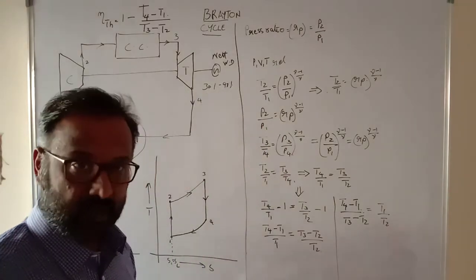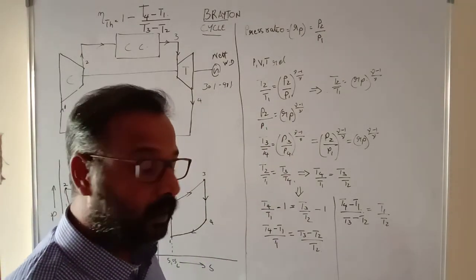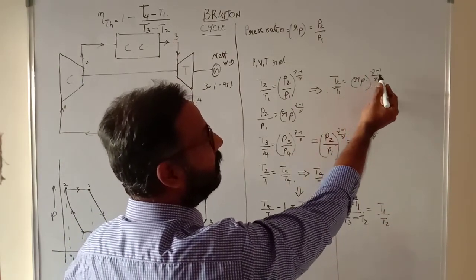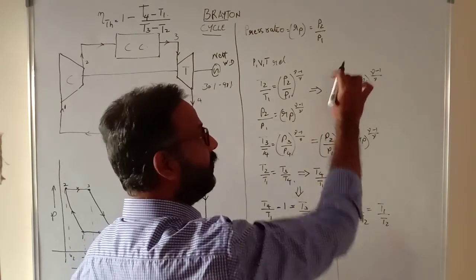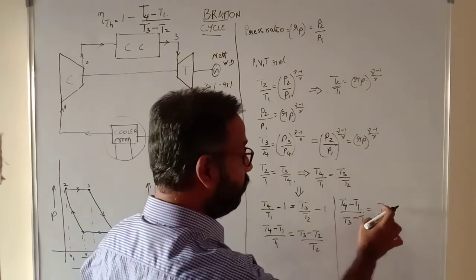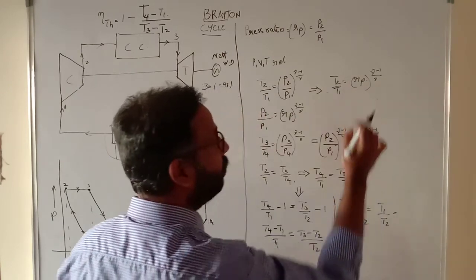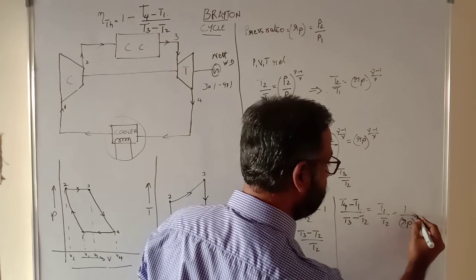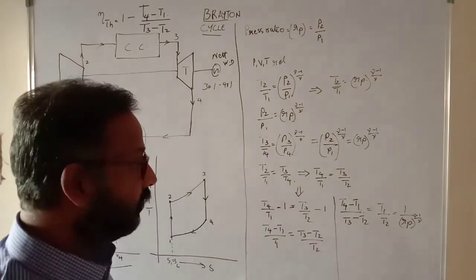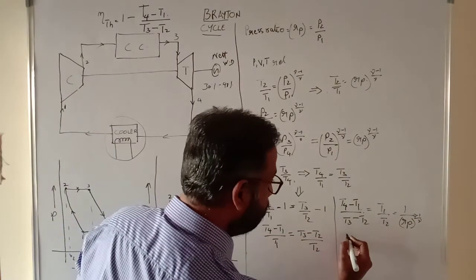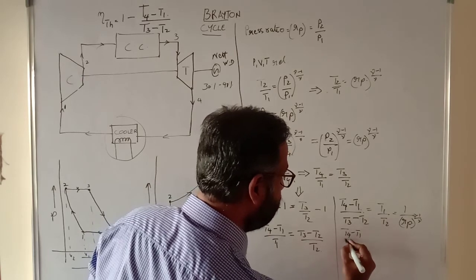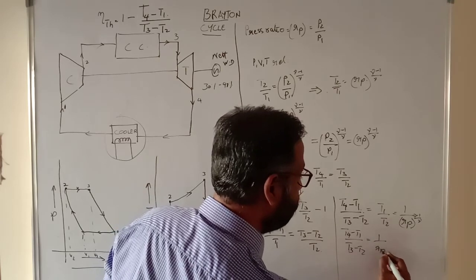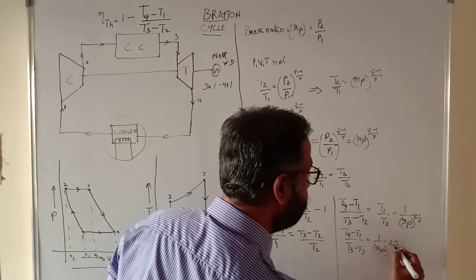Now almost our equation is complete. If you look here, you can see that T2 by T1 is Rp raised to (gamma minus 1) by gamma. So T1 by T2 will be the reciprocal of this, which is nothing but 1 by pressure ratio raised to (gamma minus 1) by gamma. So I got the equation: T4 minus T1 by T3 minus T2 is nothing but (1 by pressure ratio) whole raised to (gamma minus 1) by gamma.